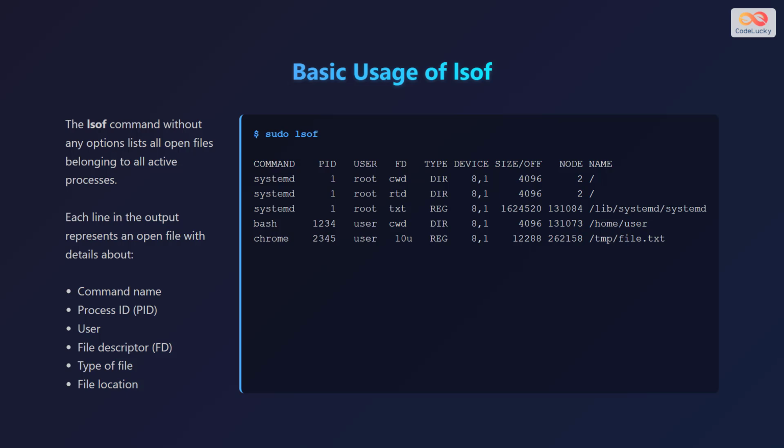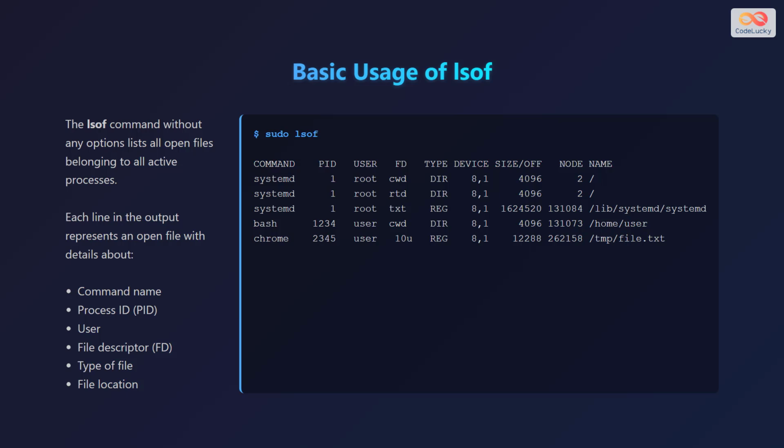The most basic way to use the lsof command is without any options. When you run lsof without any options, it lists all open files belonging to all active processes on your system. The output from lsof provides a wealth of information. Each line in the output represents an open file and includes details about the command name that is using the file, the process identification number, or PID, the user who owns the process, the file descriptor, or FD, which is a number that the process uses to access the file, the type of file, and the file location.